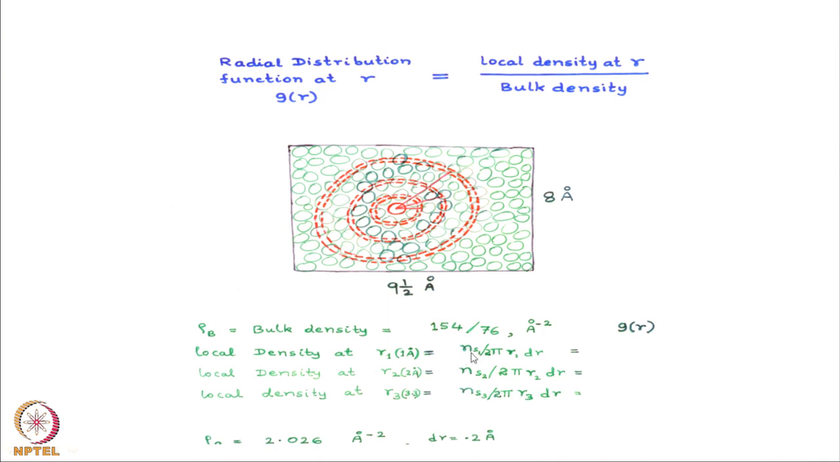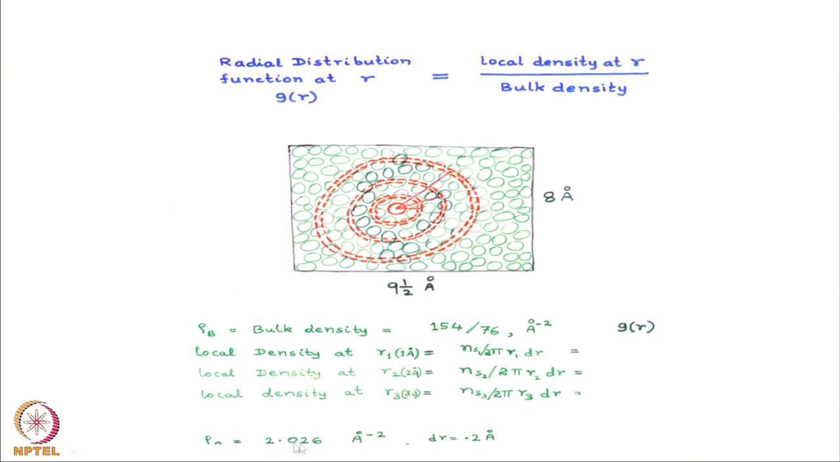Count the number 1 in the first area, number 2 in the second area, number 3 in the third area, and divide. That number divided by that area will give you the local density. You can calculate the local density for this example and divide by your bulk density. Bulk density is 154 by 76. So, that is your pair distribution function.